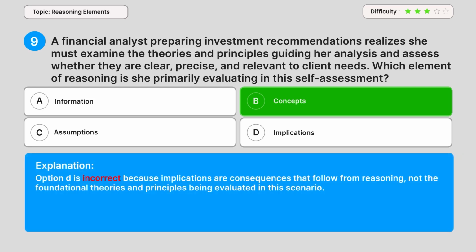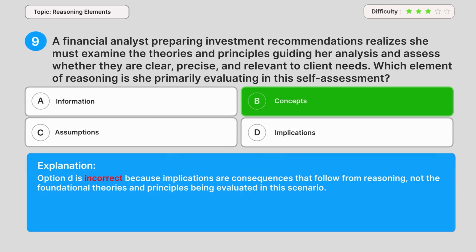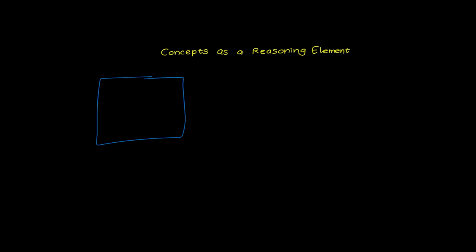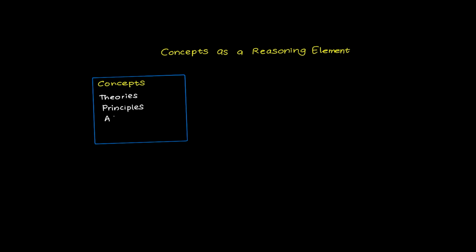Option D is incorrect because implications are consequences that follow from reasoning, not the foundational theories and principles being evaluated in this scenario. A financial analyst is examining the theories and principles guiding her analysis, checking if they're clear, precise, and relevant. What element of reasoning is she evaluating? Concepts. Paul and Elder define concepts as including the theories, principles, axioms, and rules implicit in our reasoning. That's exactly what she's examining.